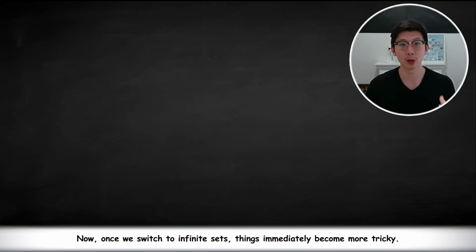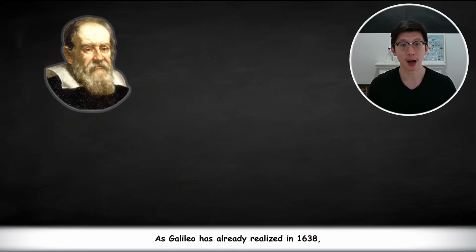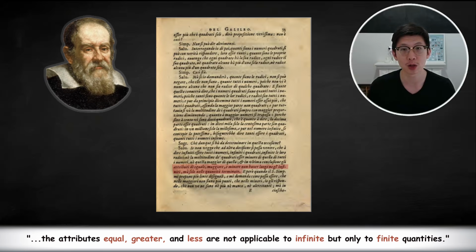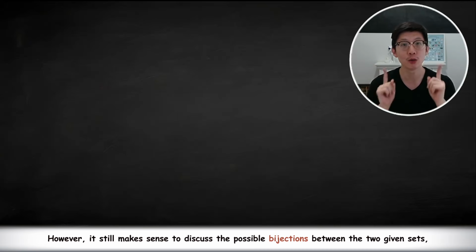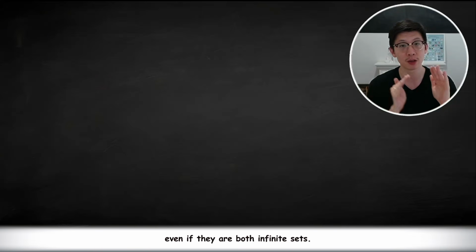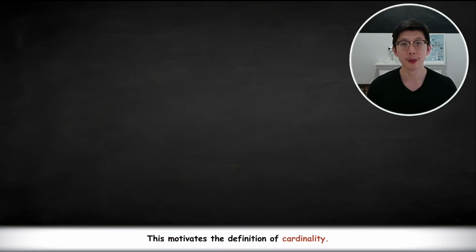Now, once we switch to infinite sets, things immediately become more tricky. As Galileo has already realized in 1638, the attributes equal, greater, and less are not applicable to infinite but only to finite quantities. However, it still makes sense to discuss the possible bijections between the two given sets, even if they are both infinite sets. This motivates the definition of cardinality.